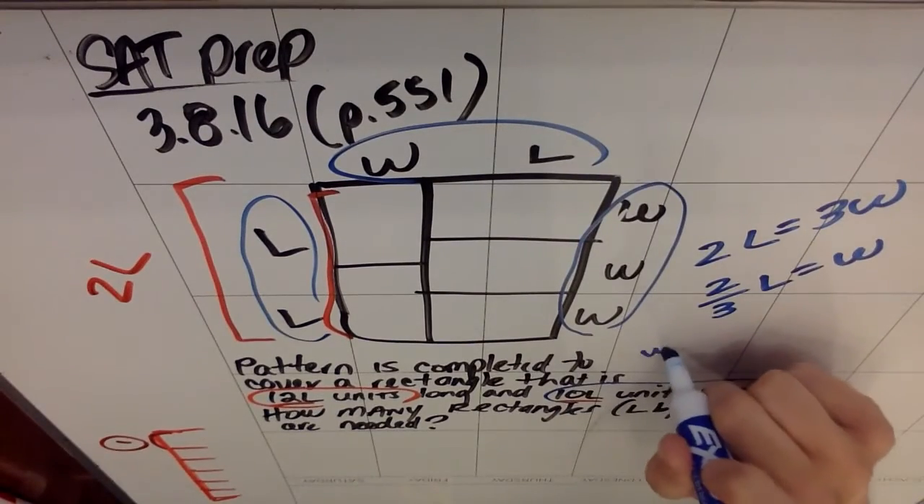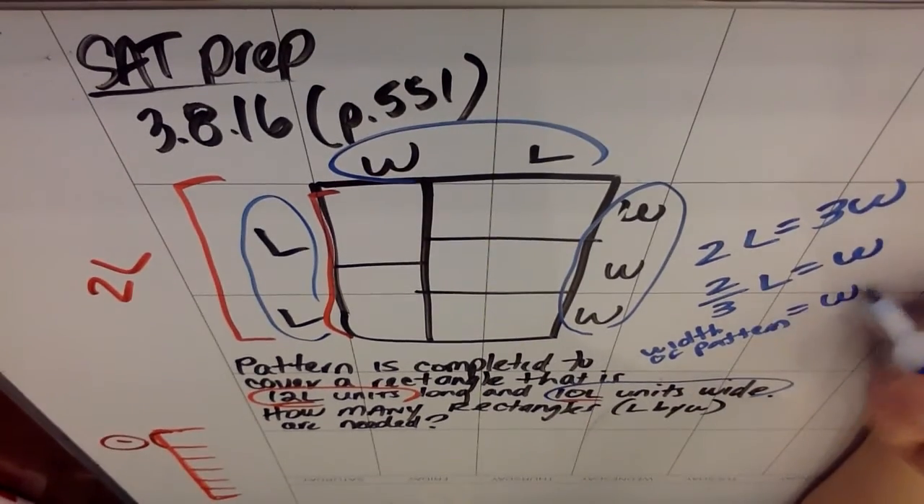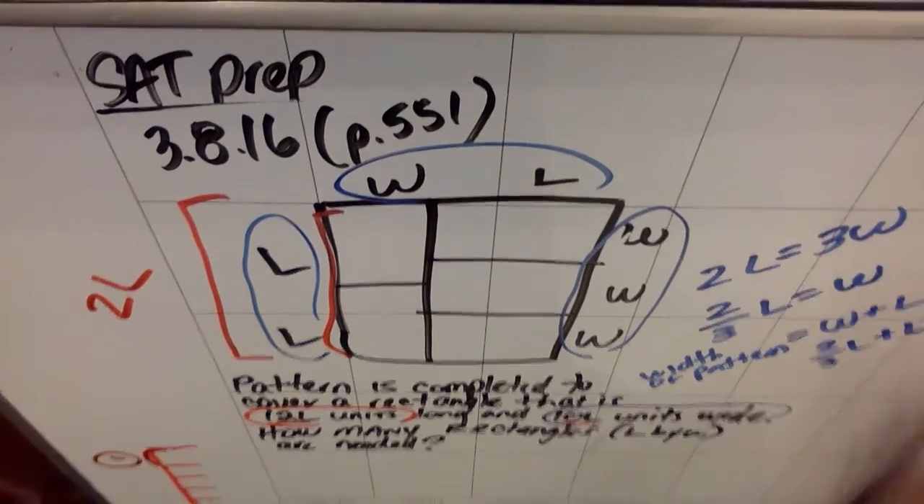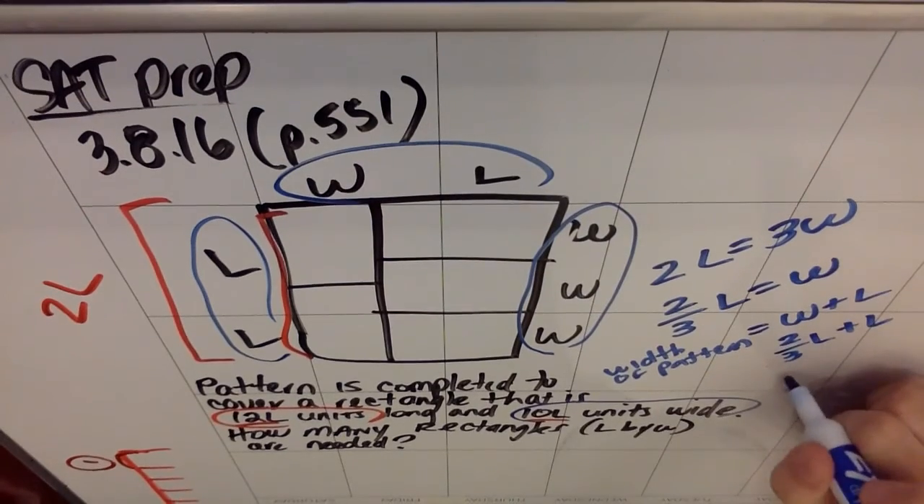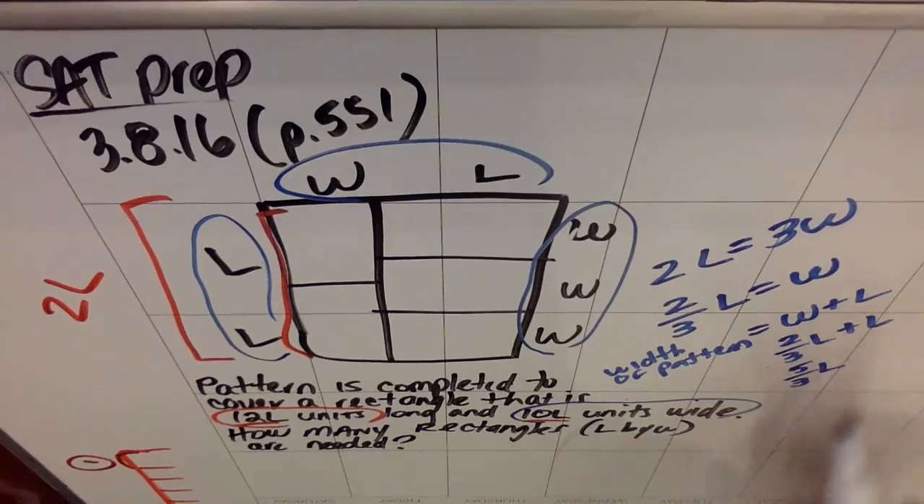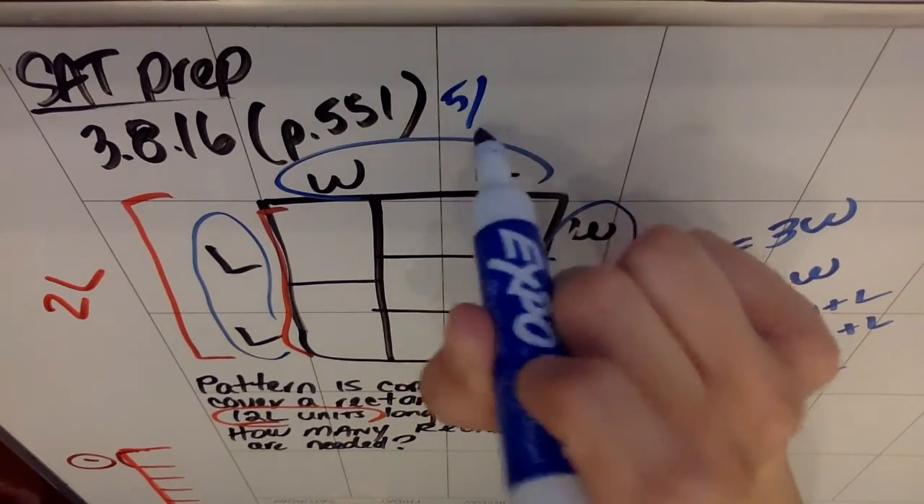Which means that this side, the width of the pattern, is W plus L, which seems to be 2/3 L plus another L. Or if we clean that up just a little bit and make everybody over 3's, that's 5/3 L, because that's 3/3 L. So the width of this pattern, just like this was a 2L, this seems to be a 5/3 L.